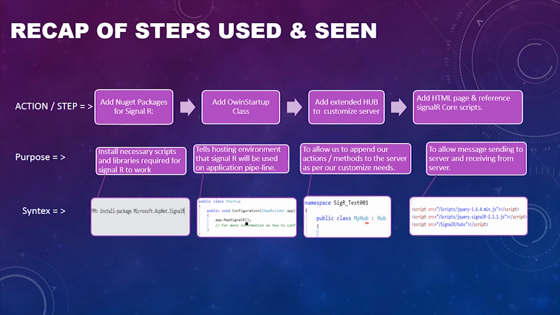And the last point was we added an HTML page and referenced the SignalR core scripts. The purpose of that was to allow sending messages to the server and receiving from the server. The scripts snapshot you can see on the screen, which are the required script references to add.